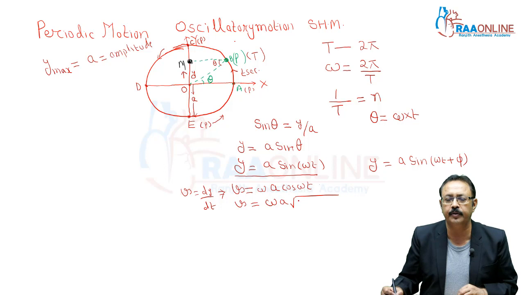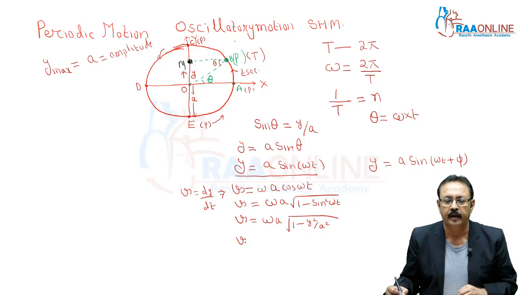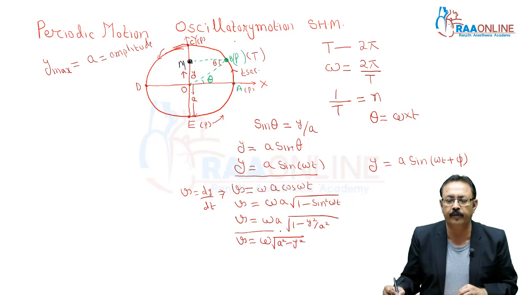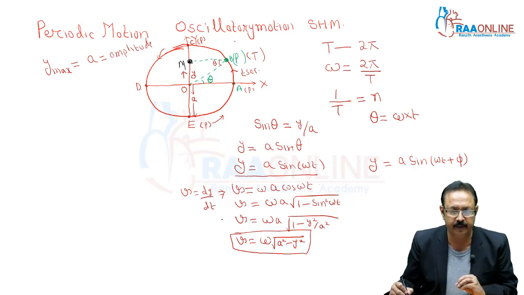So we got the formula for velocity, omega A cos omega t. But cos omega t you can write as under root of 1 minus sin square omega t. And what is sin omega t? Y upon A. So for velocity we got the expression omega A under root 1 minus y upon A whole square. Take LCM, A will come out and cancel this A, and you will get v is equal to omega under root A square minus y square. So it is the expression for velocity.